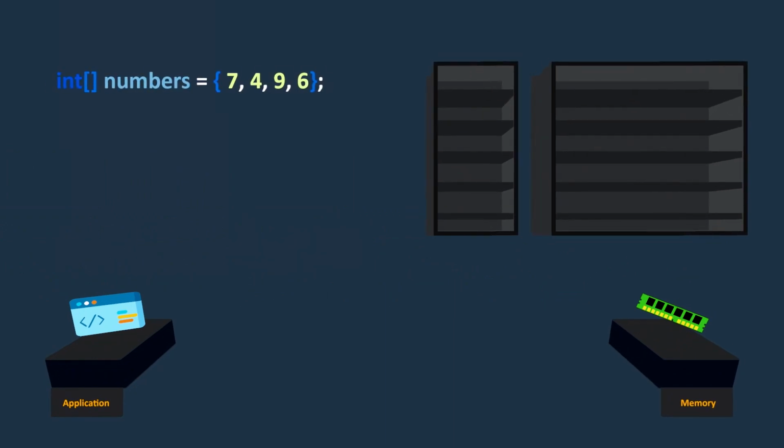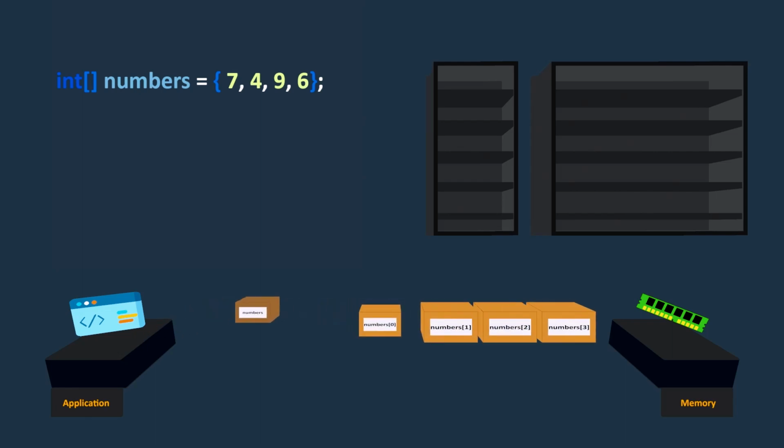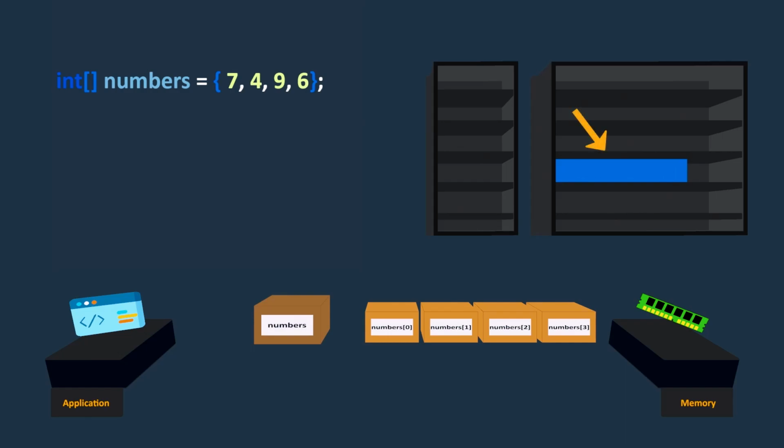Suppose we have an array of int. When we create this array, a contiguous block of memory is reserved to store these elements. Each element is stored one after another in this block. Since an array is a reference type, this variable stores the memory address of the array. This memory address points to the starting location of the array in memory.